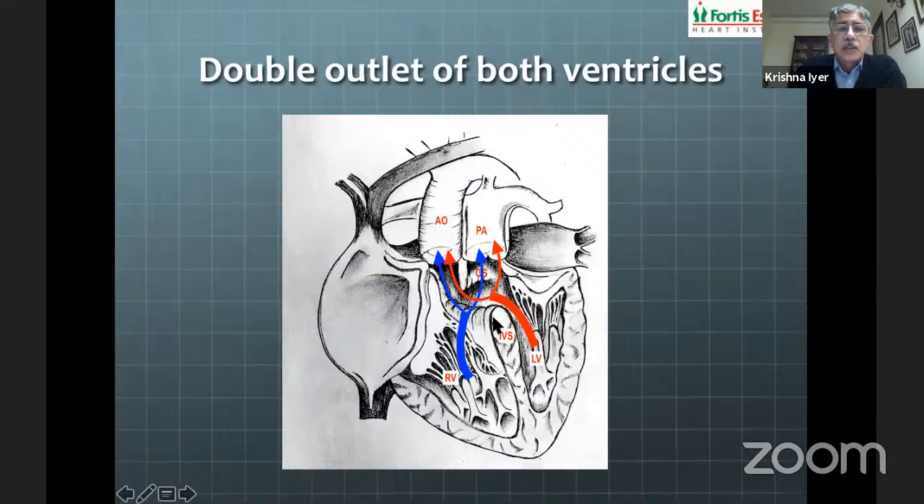Now, as Professor Anderson described, here is a situation where there's a prominent outlet septum which separates the aortic and the pulmonary root. But this outlet septum does not fuse with the margins of the interventricular septal defect or the interventricular communication. So when that happens, the interventricular communication doesn't have a clear-cut circular margin, and you have a situation where both the right ventricle as well as the left ventricle outflows could communicate with both the great arterial trunks.